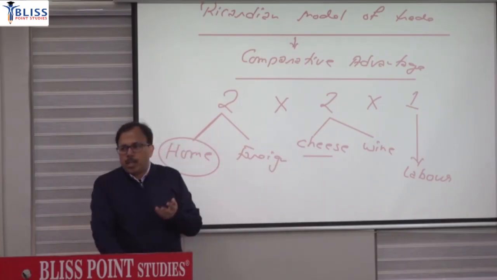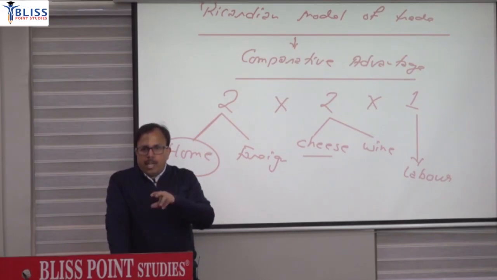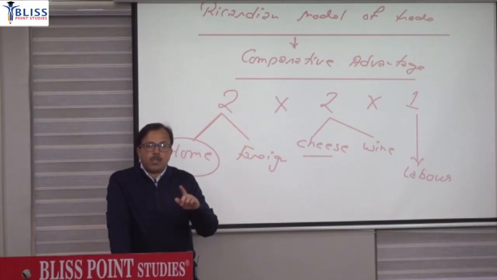Opportunity cost is always explained in terms of the other commodity that you sacrifice. So there are 2 products, cheese and wine, that can be produced by using labor. If an hour of labor has been used to produce cheese, in that same labor hour how many units of wine could have been produced? That will be the opportunity cost of producing cheese. The cost of cheese in terms of sacrifice of wine. The cost of wine in terms of sacrifice of cheese.